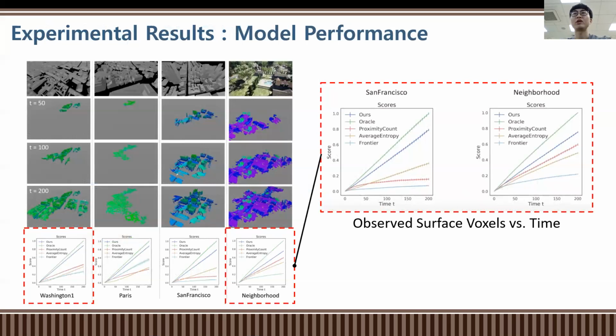The performance of the 3D area exploration based on the CNN utility function is compared to exploration methods based on well-known handcrafted utility functions. Each graph represents the amount of observed surface voxels with respect to exploration time. It is apparent that the suggested method outperforms other handcrafted functions across all known areas. The 3D CNN model holds the closest adherence to the oracle, which is the ground truth.